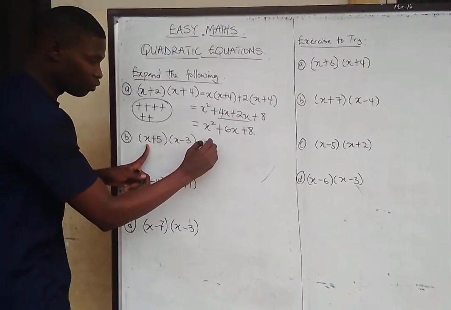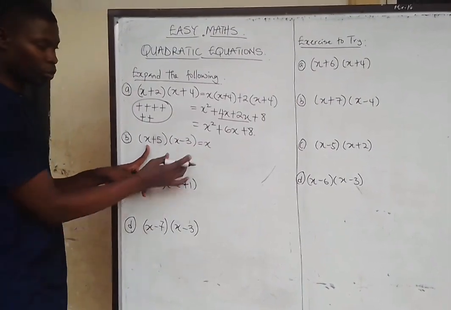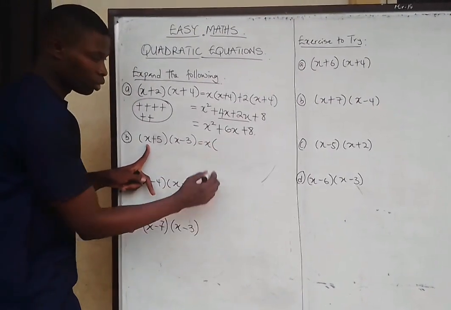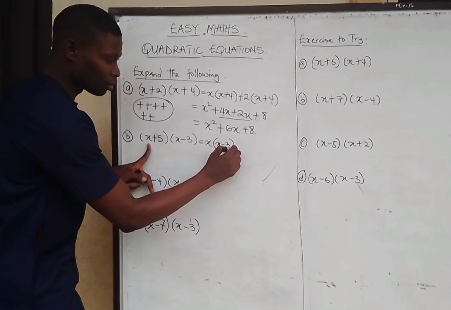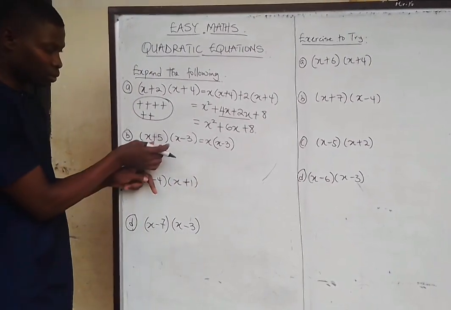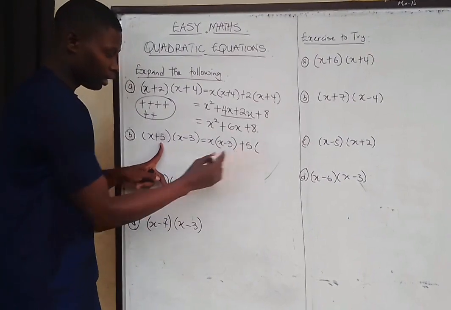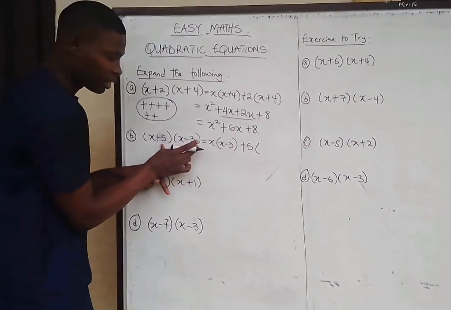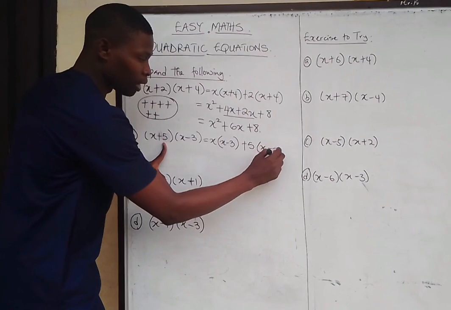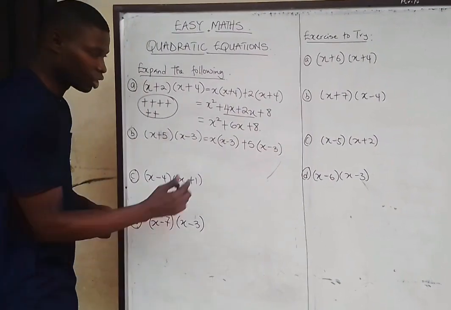This is x. We've picked x now. The next one we need to pick is the whole bracket. That will be equal to what? x minus 3. After this, we pick the next number there. That is what? Plus 5. And this, we multiply the whole of this bracket. That will be what? x minus 3. Now we can start expanding.